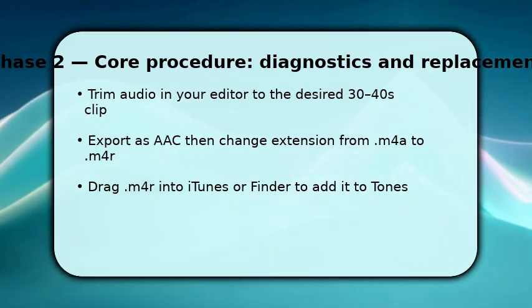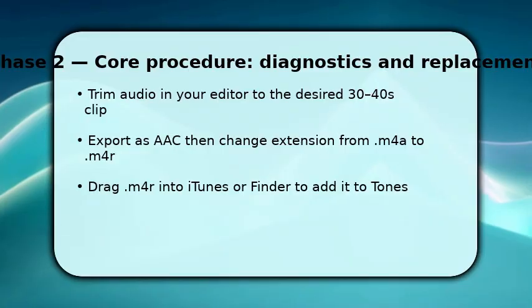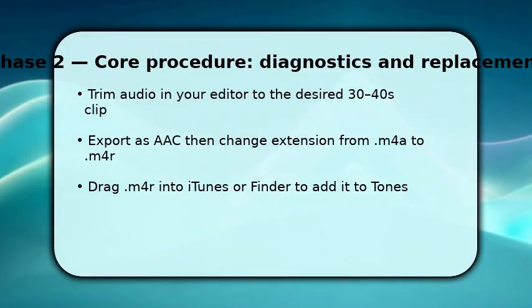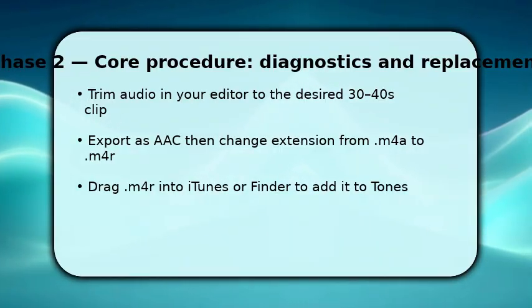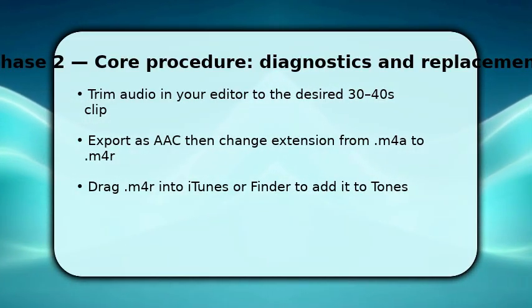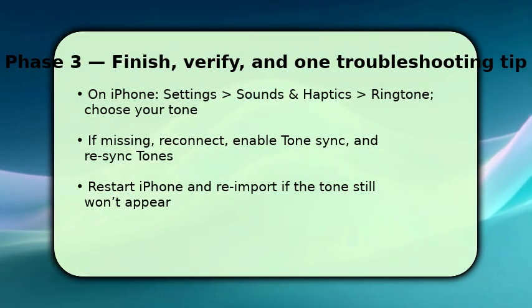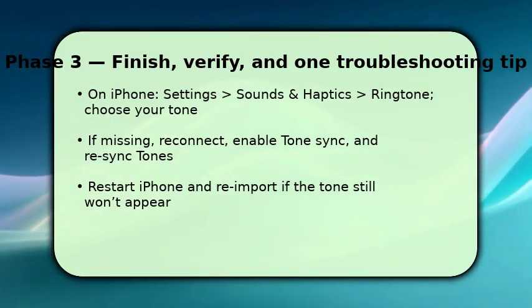Next, drag the M4R into iTunes or the Finder Tones section. You should see it appear under Tones. Once imported, sync or apply the tone to your iPhone. Finally, set the ringtone directly on the iPhone. Go to Settings, Sounds and Haptics, then Ringtone and pick your new tone.